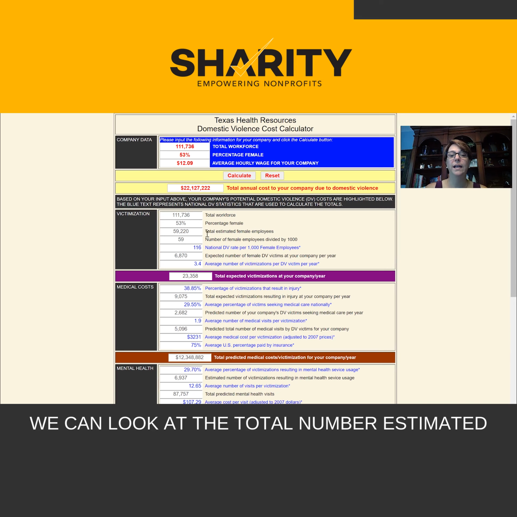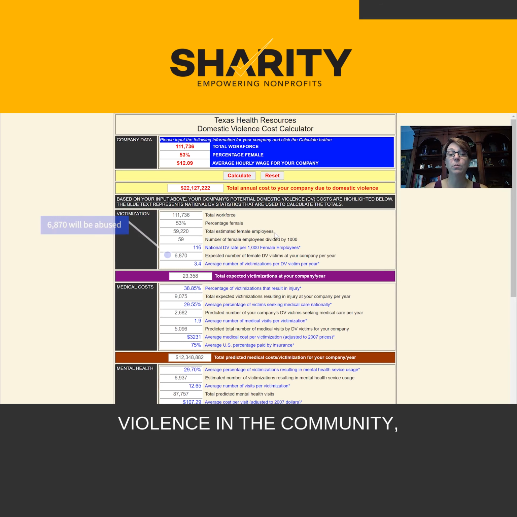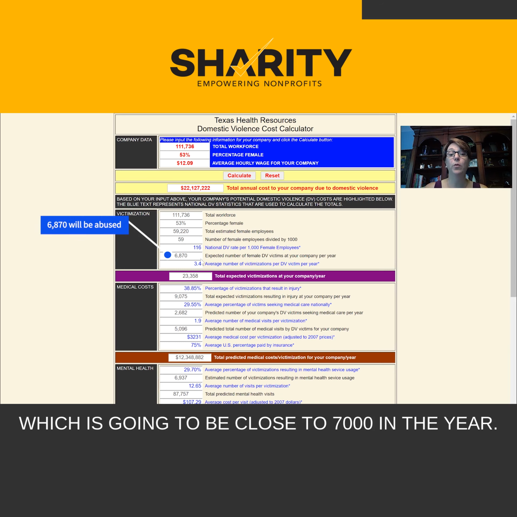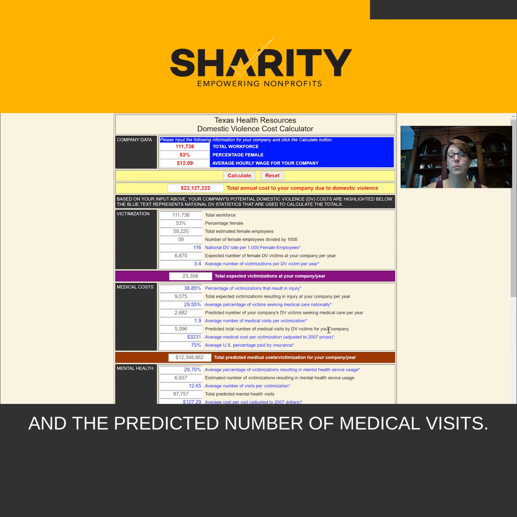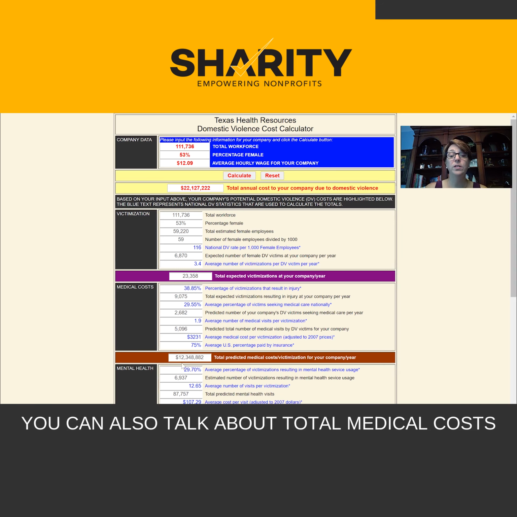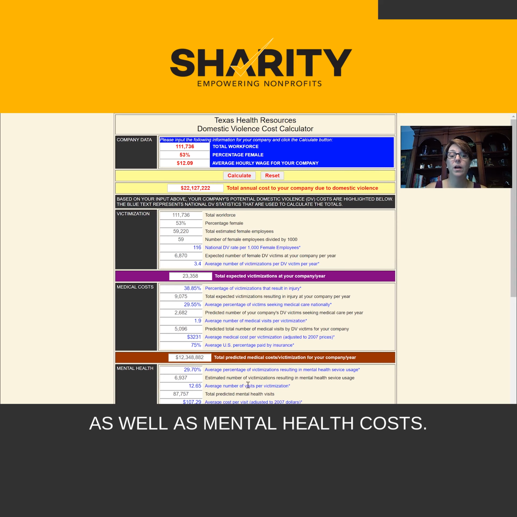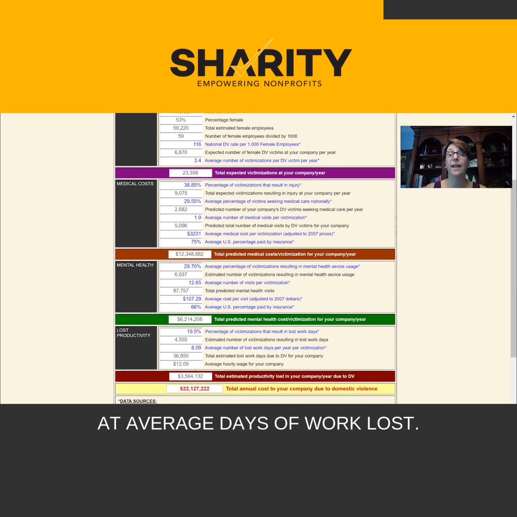And then we can go down and look at some of this additional data. We can look at the total number of estimated women that are going to experience domestic violence in the community, which is going to be close to 7,000 in the next year. We can look at the medical costs and the predicted number of medical visits, which is a little over 5,000. We can also talk about the total medical costs as well as mental health costs. And we can even go down here and look at the average days of work loss. And again, the lost productivity.